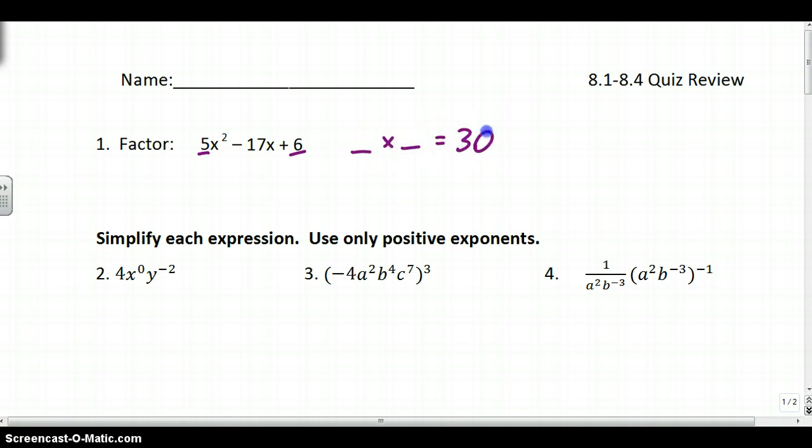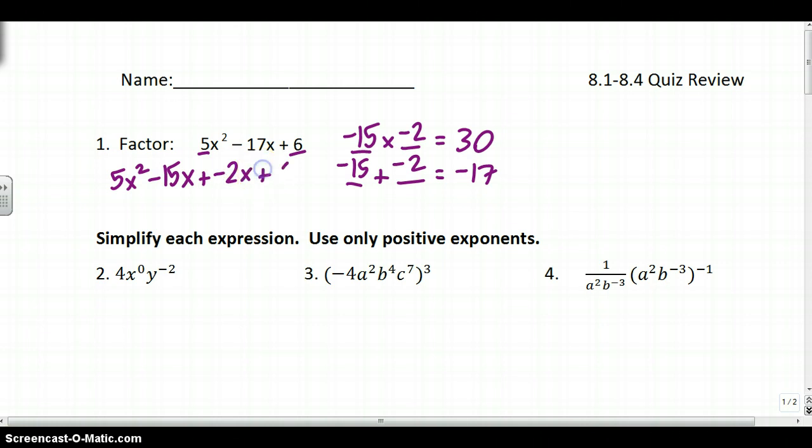So we need two numbers that multiply to 30, and add to the middle number, which is negative 17. The two numbers to do that are negative 15 and negative 2. So I split up the middle term: 5x squared minus 15x plus a negative 2x plus 6. I like to have the plus negative in there. Put parentheses around the first two and the last two.